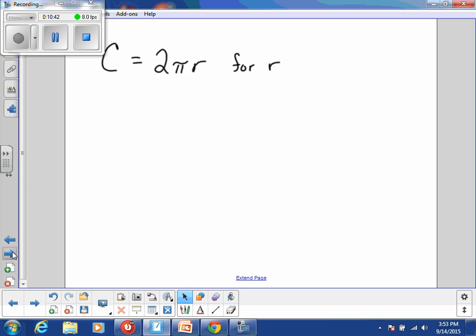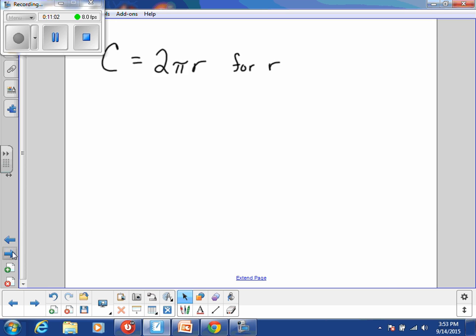All right, here's another real-life example. The circumference of a circle, 2 pi r. We know that 2 and pi are just numbers. Pi is not a variable. We know what it stands for. It's an irrational number, but it's still a number.